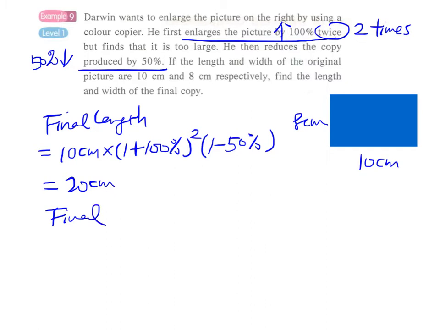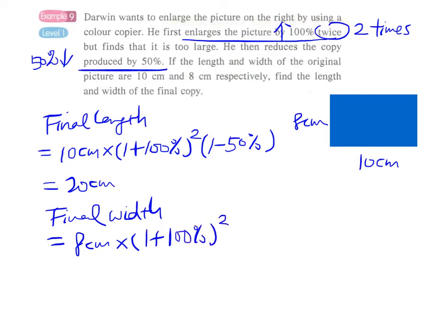And again, for the final width, we'll use the same formula. x cm times 1 plus 100% squared, and then multiply by 1 minus 50% again. And the answer will be 16 cm. We can actually see that the final length and the final width are double the original length and width. But we can explore more on this problem.